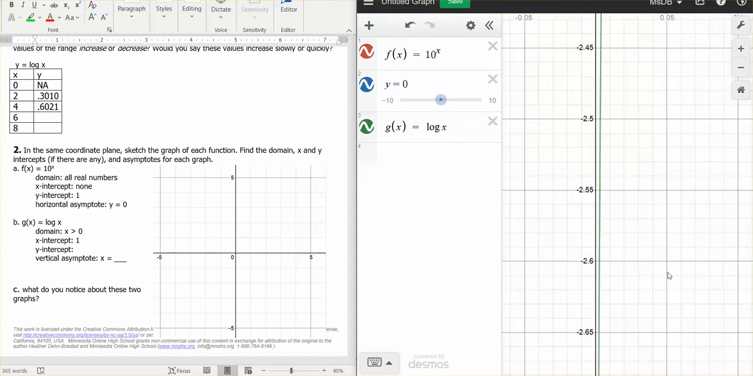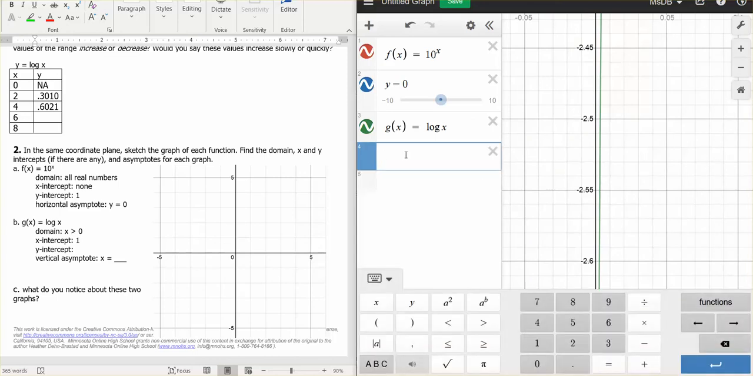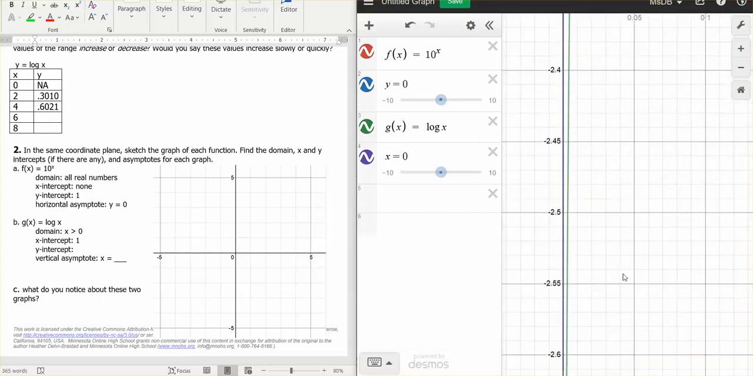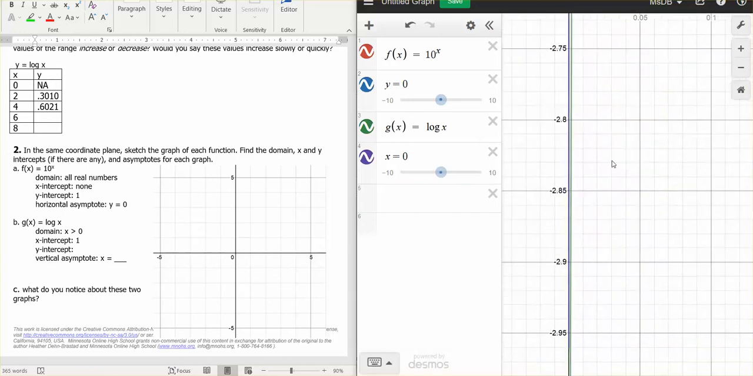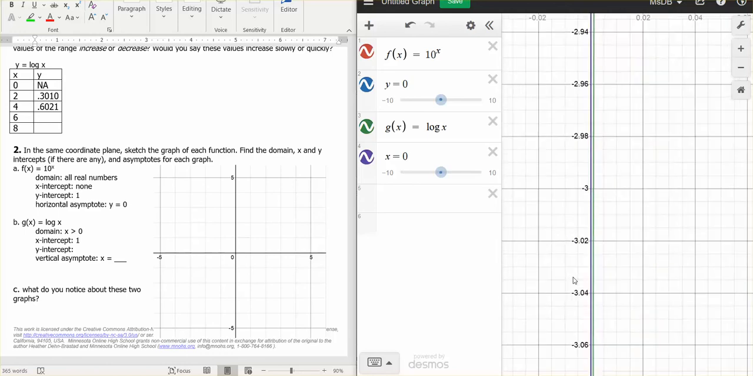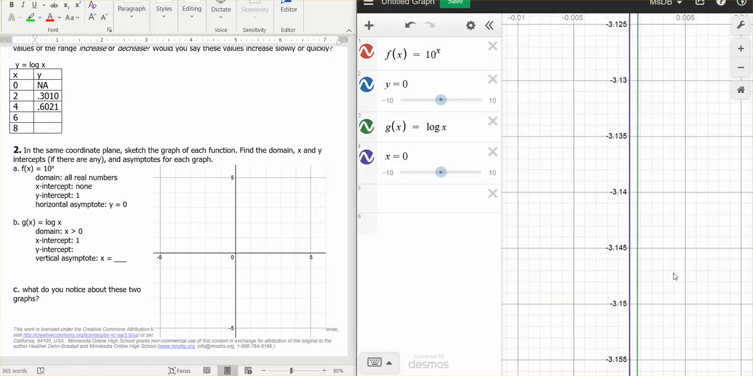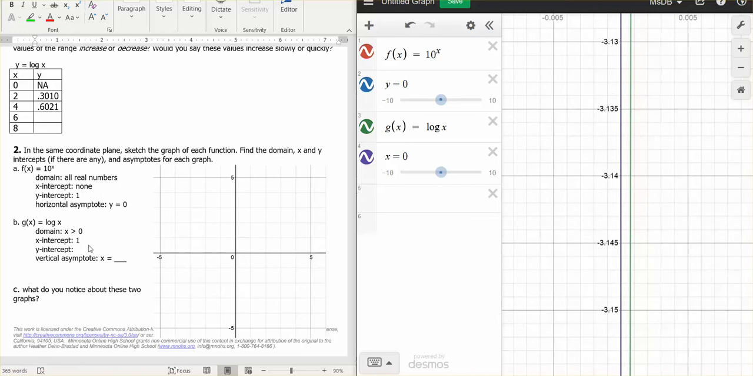Let's type in the equation x equals 0 because that line, it's kind of a purple color, is right on the y-axis. And if I could find the place where those two lines would intercept, oh, right there maybe? No. When I zoom in, I see that they're really, really close, but they are never touching. So there is no y-intercept.